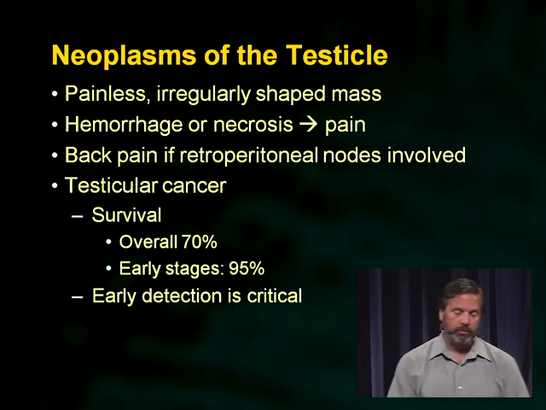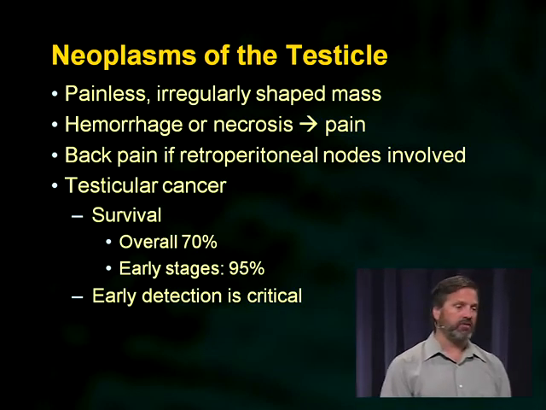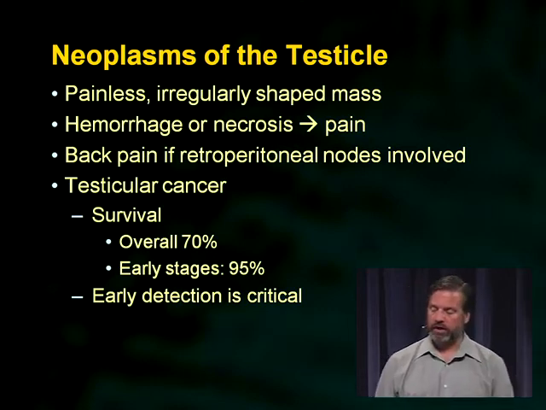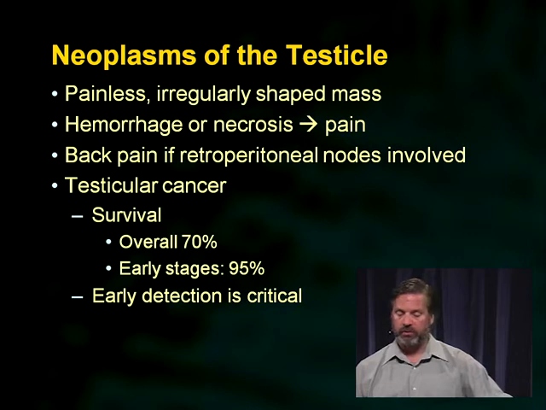We talked a little bit earlier about tumors in the testicle, but this is a significant problem in young men. This is when testicular cancer arises, and so it's important to make the diagnosis early because that has an important impact on the success of treatment. So survival overall is about 70% with testicular cancer. It's 95% if you catch it in its earliest stages. So early detection is very important.